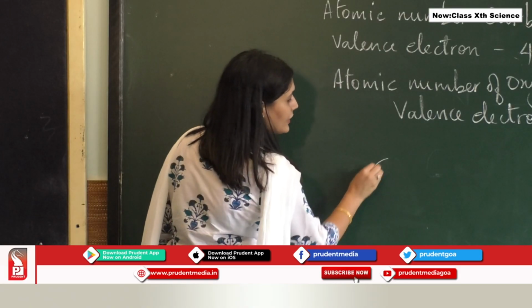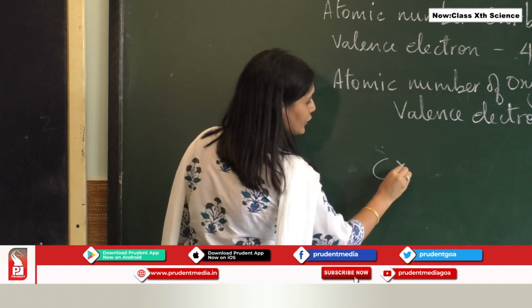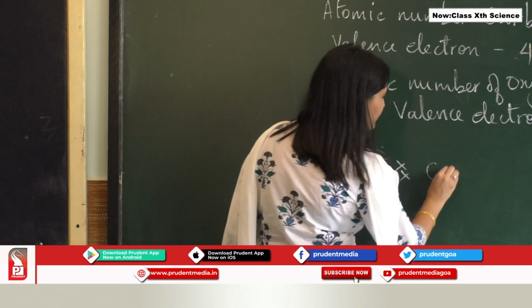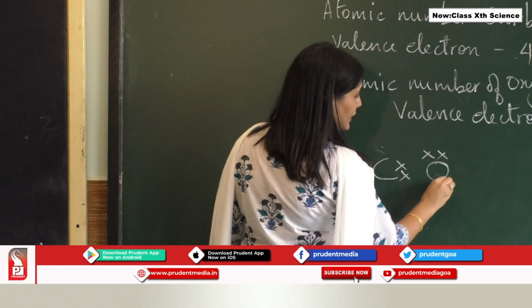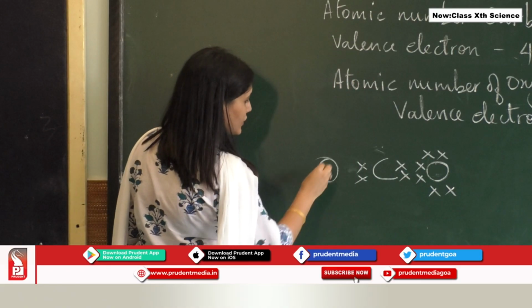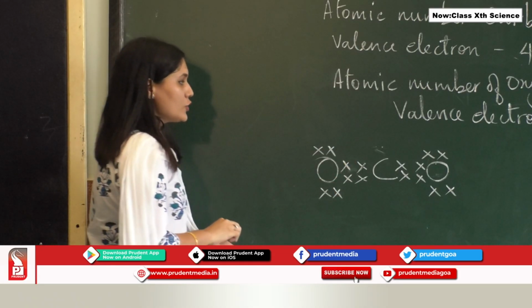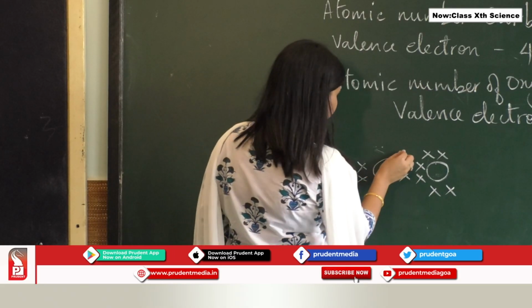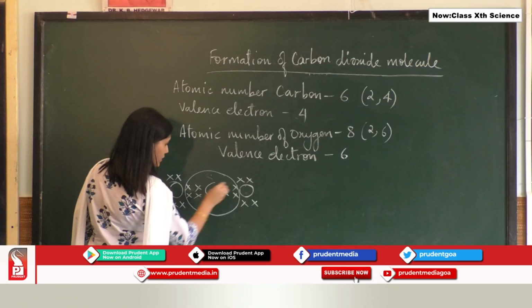How do they share electrons in order to form a carbon dioxide molecule? We have carbon which has 4 valence electrons, so we will try to distribute it mutually. And oxygen has 6 valence electrons. So, 1, 2, 3, 4, 5 and 6. Again we will write over here oxygen 1, 2, 3, 4, 5 and 6. So, carbon and oxygen are going to share their pairs of electrons, which I will show with a colored chalk. So, you can see over here.